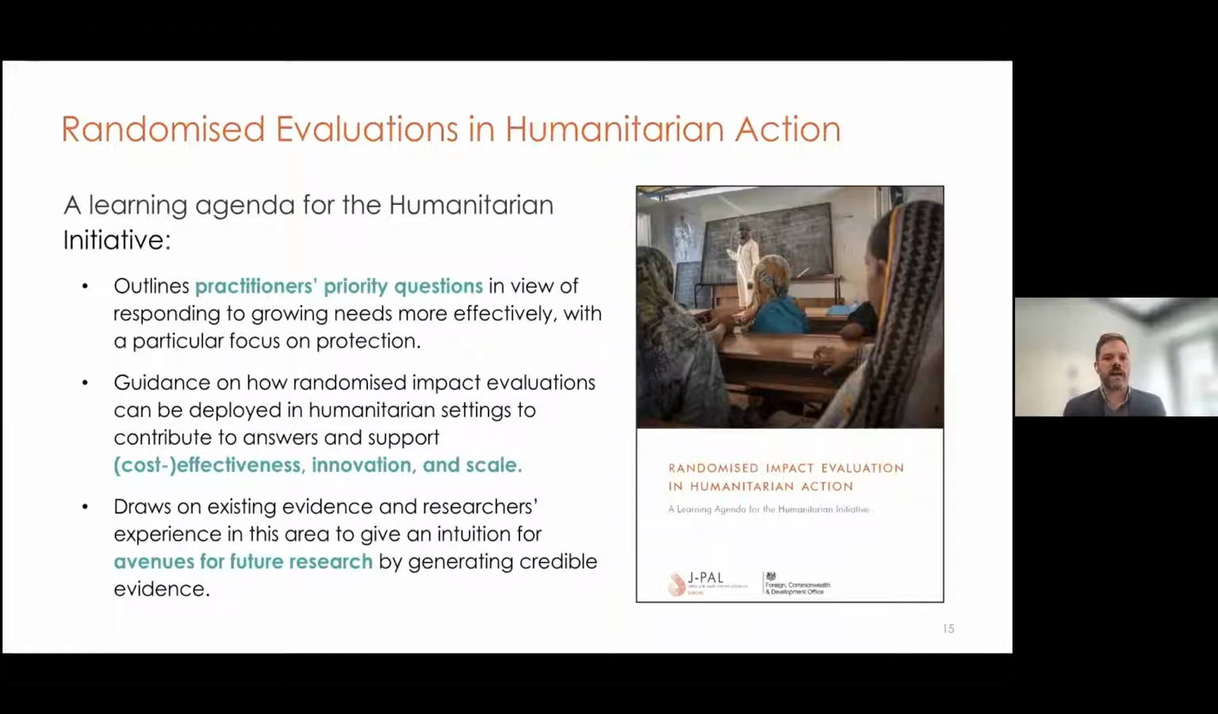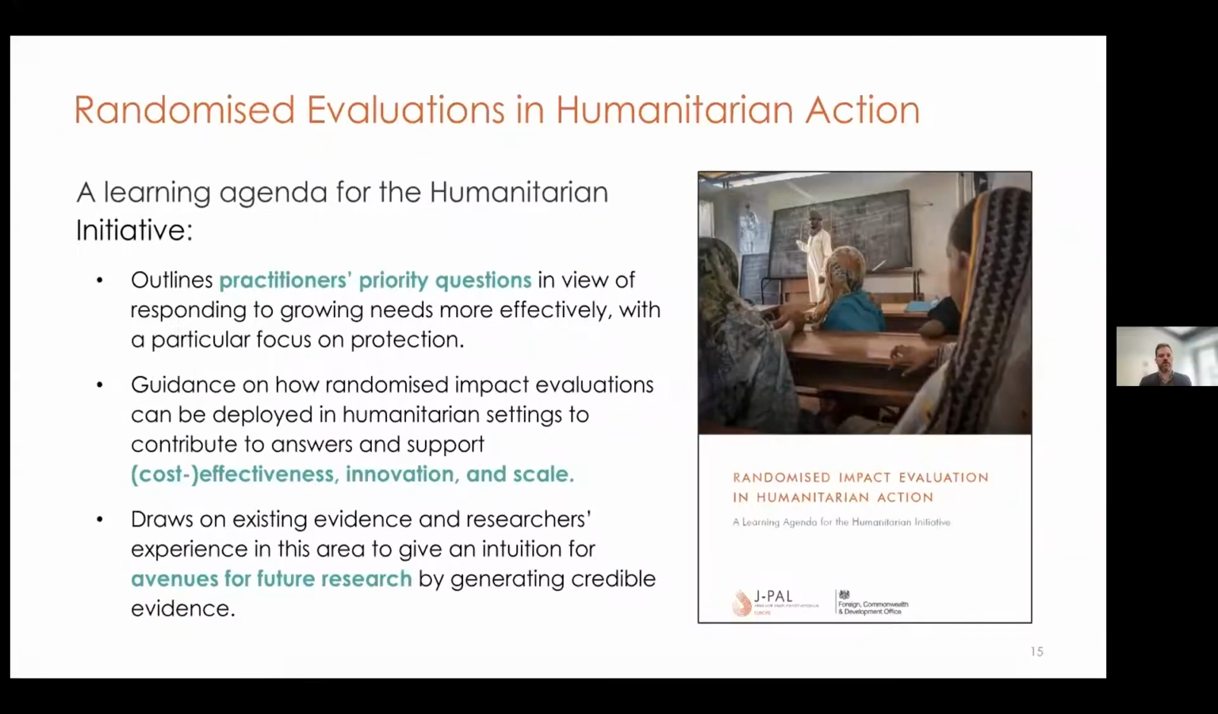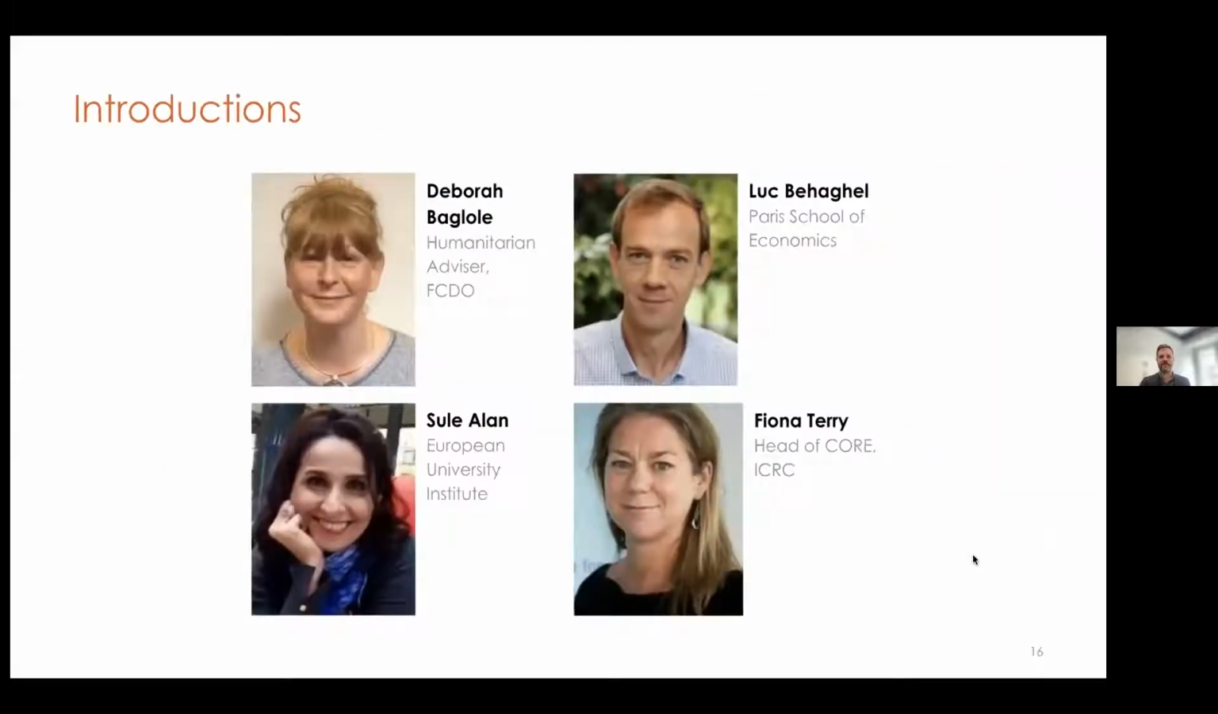Provides guidance on how we traditionally use randomized impact evaluations to ask questions about cost effectiveness, innovation, and scale, and how we might tailor those for humanitarian settings. And then, as I mentioned, draws on existing evidence and researchers' experience in this area to give us an intuition for what promising avenues for future research might be for using randomized evaluations. I'll hand it back to you now, Teresa.